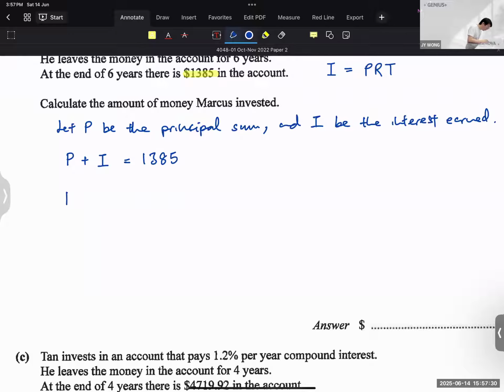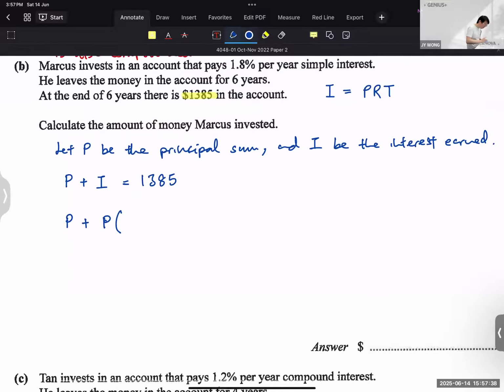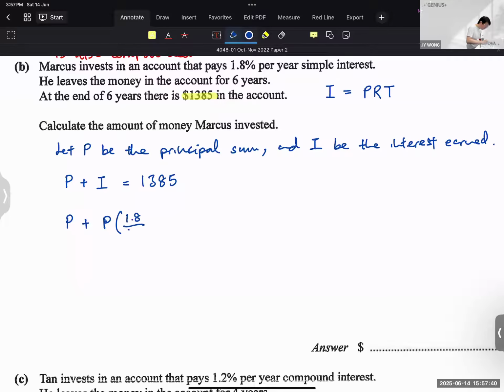And therefore, what is P? P is just P, right? What is I? I is your P times your interest rate. What's your interest rate? 1.8% means 1.8 out of 100. How many years is this? It's 6 years. Equals 1385. So this is the reason why the question is 3 marks, because it's actually not so straightforward to calculate, because they give you the total amount of money.